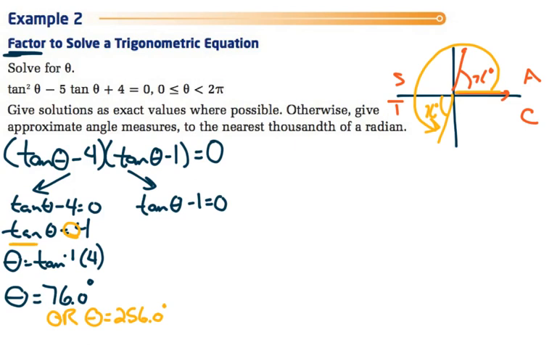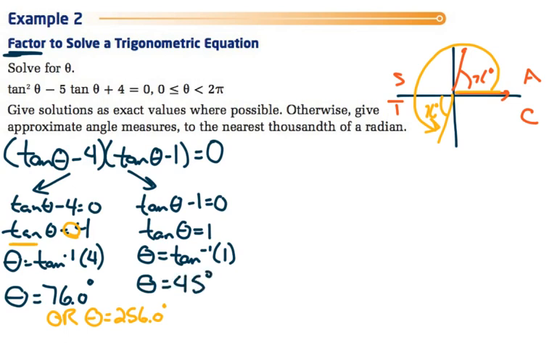Going to the second half of our factoring, where we had tan theta minus 1 equals 0, we'll take the 1 over. Theta would then equal tangent to the minus 1 of 1. Go to the calculator, put that in, and we get theta equals 45 degrees exactly. Again, go to the xy axis. 45 degrees would be about like that.